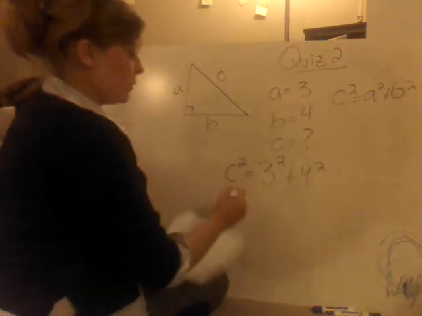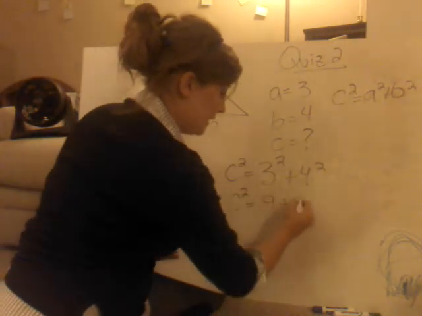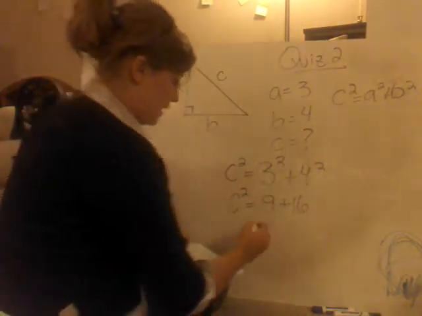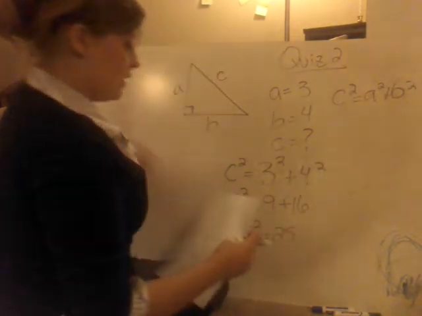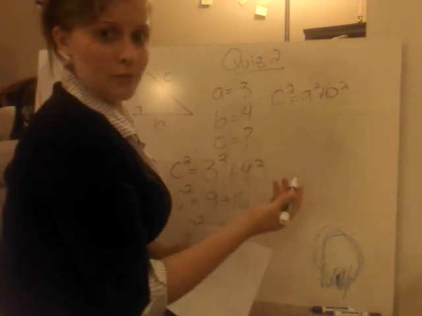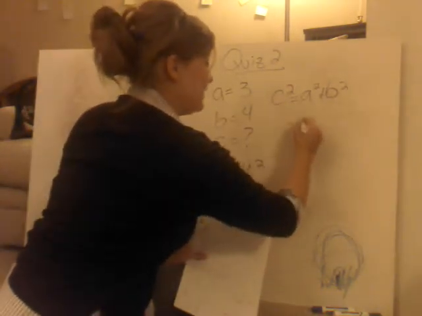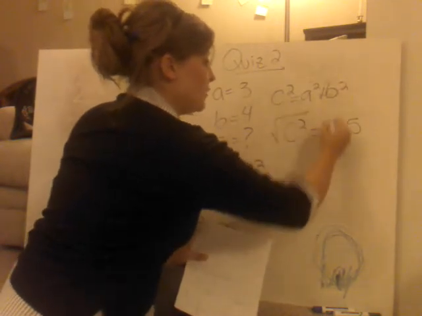Okay. So we're plugging in. So C squared equals 9 plus 16. Alright, so 9 plus 16 is 25. I'm going to shift over. Okay, so C squared is equal to 25. I take the square root of both sides.